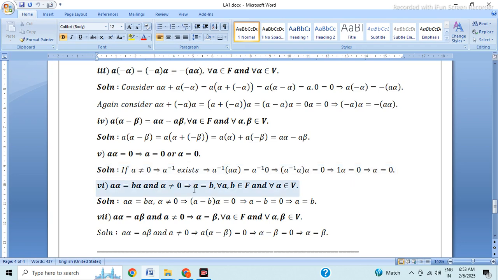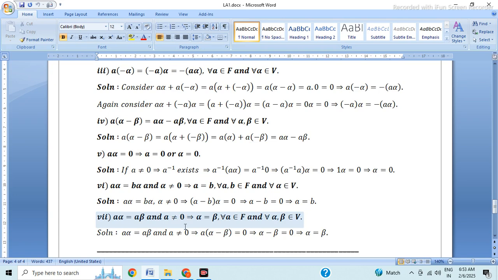Sixth one, how do we prove it? A alpha equal to B alpha. Then what have we taken? A alpha minus B alpha equal to 0. Again, alpha we have taken as common. A minus B into alpha is 0. But alpha not equal to 0, so A should be B. Similarly, for A alpha equal to A beta, which one will we take as common? A we will take as common. Then alpha minus beta is 0, so alpha equals beta.